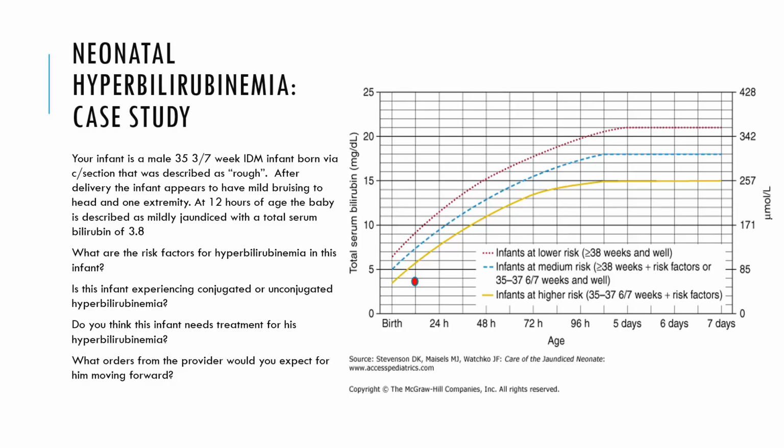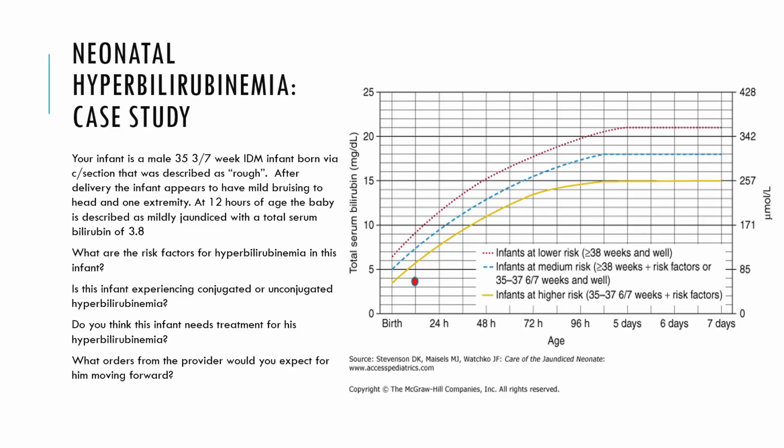And then at 12 hours of age, the baby is described as mildly jaundiced with a total serum bili of 3.8, right? We normally do a CMP or a BMP and a bili at 12 hours of age. At least in the NICU we do. And so we get the bili back. Our first bili plots some benchmarks, and it's 3.8.